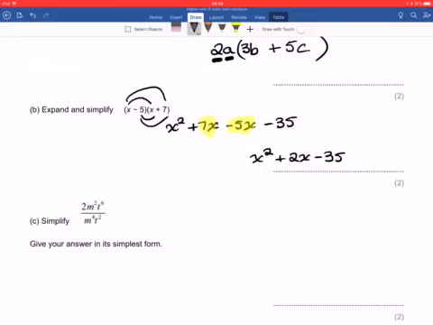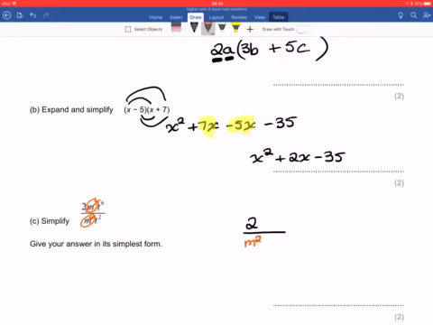Okay, next question, simplify. Looking at the numbers first, there's nothing that I can simplify with 2. There's no factor on the bottom, so I'm still going to need 2 on the top. Now, looking at my indices rules, I've got m squared on the bottom and m to the power 4 on the top. So actually I can cancel off 2 of those m's and I'm left with 2 on the bottom, so that's m squared.